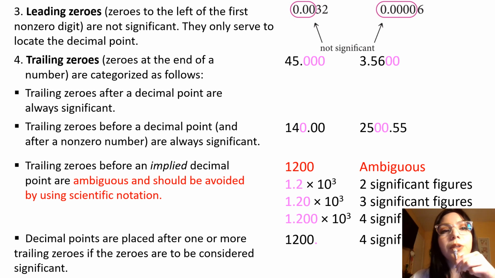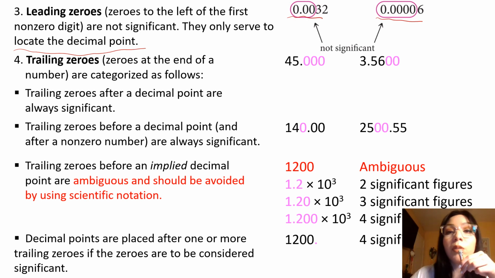Leading zeros are zeros that you will see at the front of a value, and these are not significant. The reason for this is because all they do is locate the decimal point, and you can convert these to scientific notation with no problem, and it won't really affect the value at all.